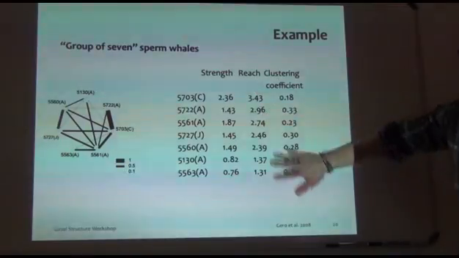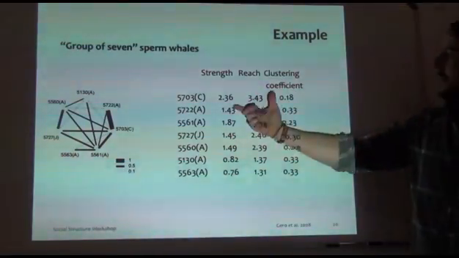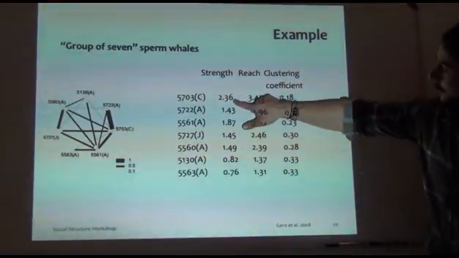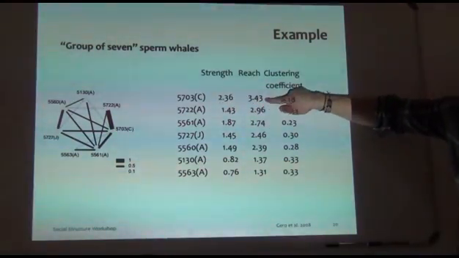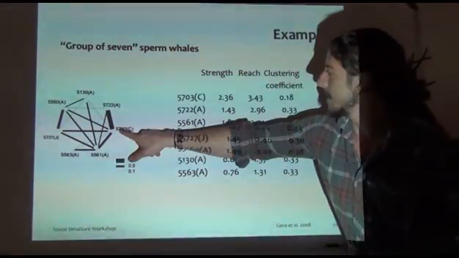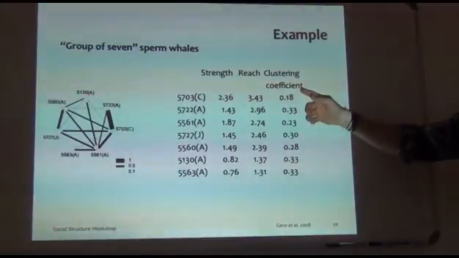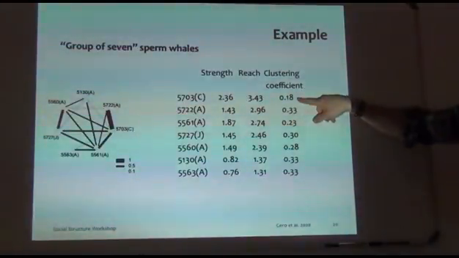So yeah, we can calculate all of these metrics for each individual, and you can see they might be correlated. A guy with high strength, the calf here, might also have a high reach in the network. So he's highly connected to the network. This guy here has lots of connections and stronger ones, but his clustering coefficient is low. Actually, it's the lowest one.